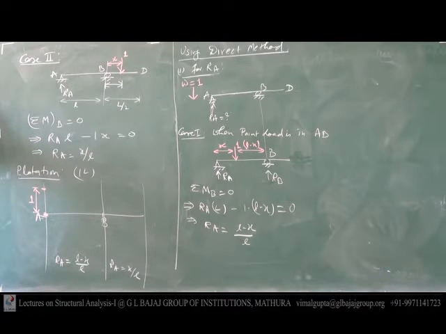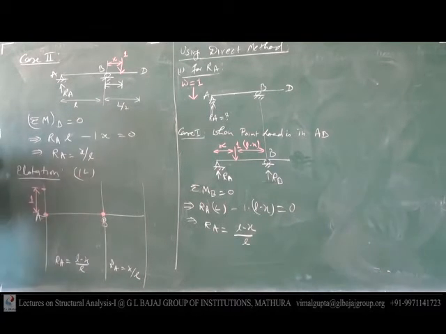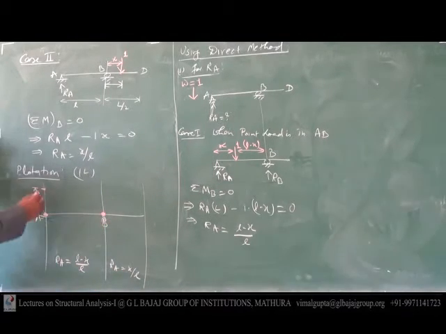And when X is equal to L, it is 0, meaning here. So this is the plot for this segment only. Clear to everybody?